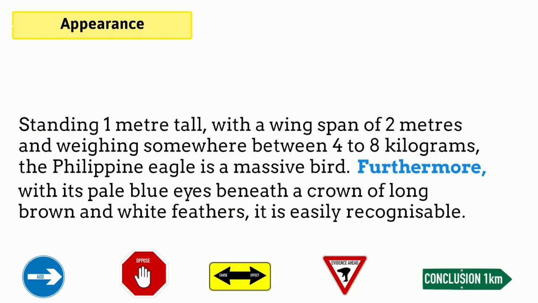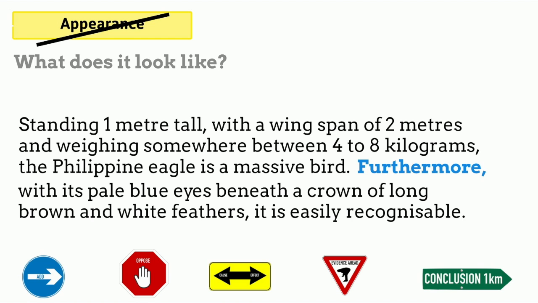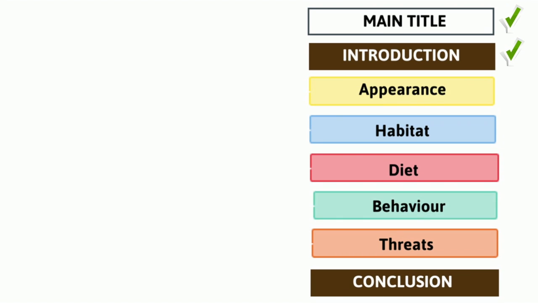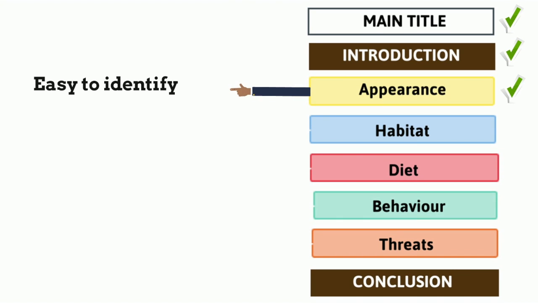At this point, it's worth thinking about what our subheading or subtitle should read. The obvious one is to use a question. What does it look like? Another approach is to use a statement. Easy to identify. Works well in this case. I think I'll use that. Right, so we've written our appearance paragraph.